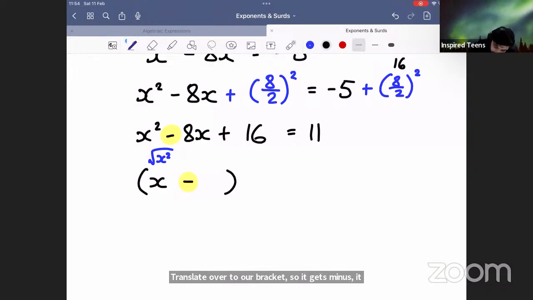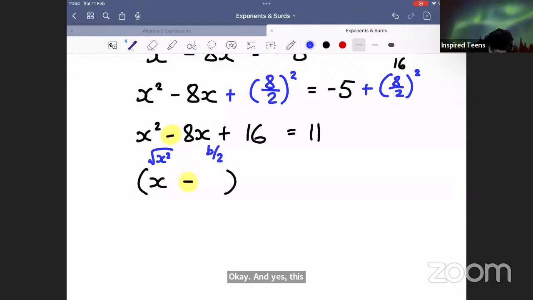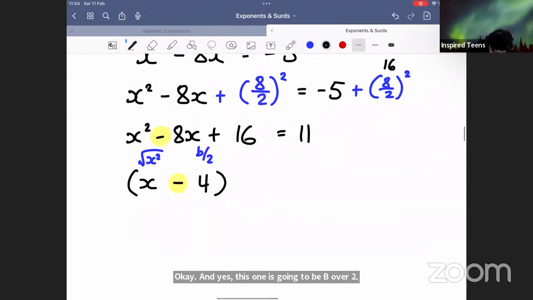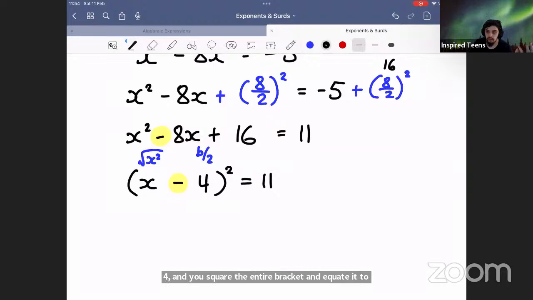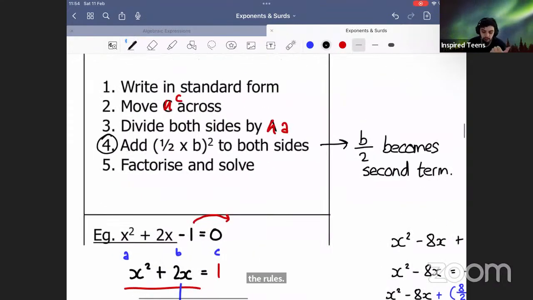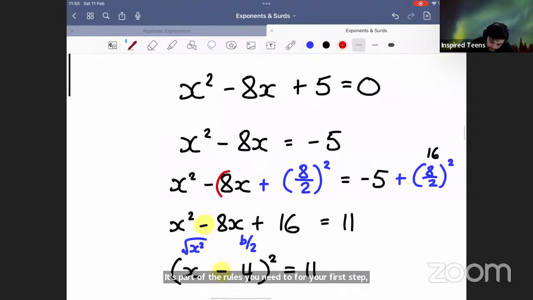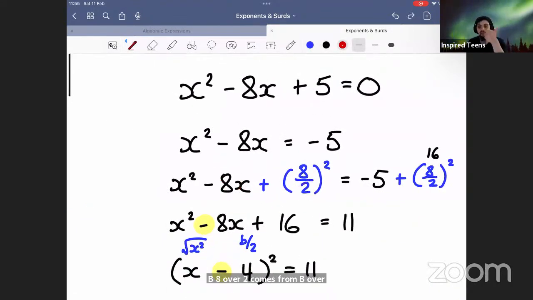Okay, and yes, this one is going to be b/2. In that case, b is 8. b/2 becomes 8/2, which is 4. And you square the entire bracket and equate it to 11. Where does the 8/2 come from? Yes, it says it in the rules. It's part of the rules. For your fourth step, you need to add to both sides b/2 squared. 8/2 comes from b/2. You need to divide b by 2 and square it.